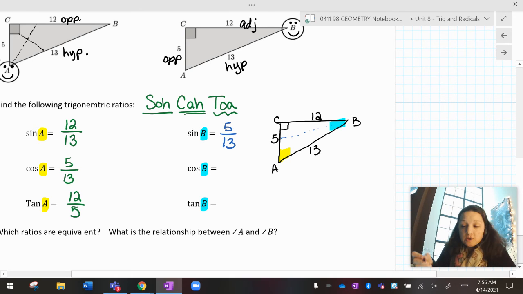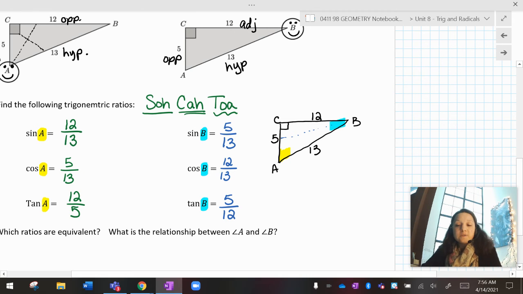Cosine is adjacent over hypotenuse, so that's the thing next to B divided by the hypotenuse. And then tan B is opposite over adjacent, which would be 5 over 12. You have to know how to find these perspectives and figure out where these fractions go. Okay, that is muy importante when it comes to trigonometry.